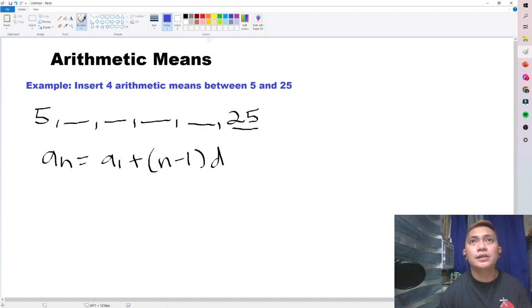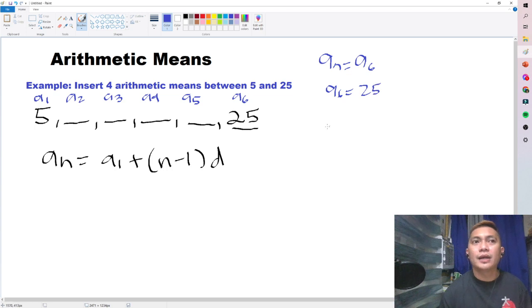So let me write first the terms, kung pang ilan si 25. So si a sub 1 is 5, a sub 2, 3, 4, and a sub 5 are missing, and our last term is our a sub 6. So si a sub 6 is 25. Okay, therefore let a sub n be equal to a sub 6, our last term, and our a sub 6 is equal to 25. Okay, and then our n is equal to 6.